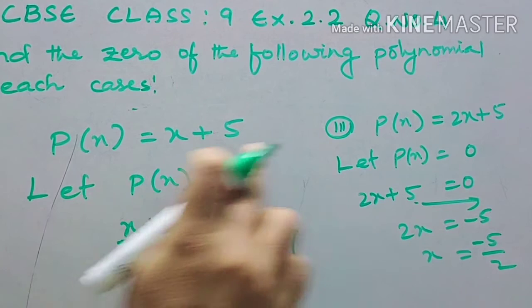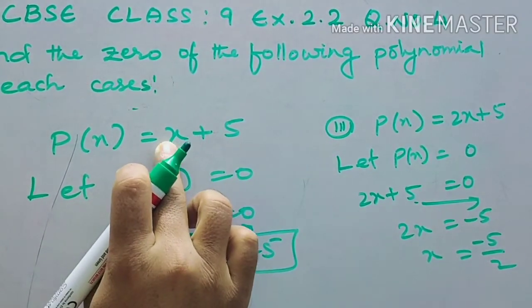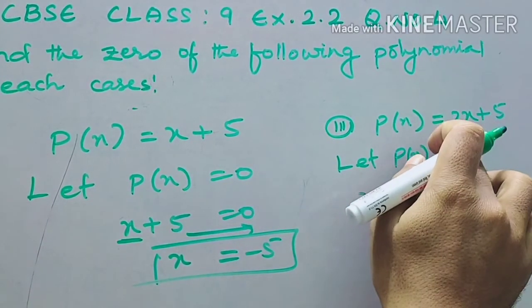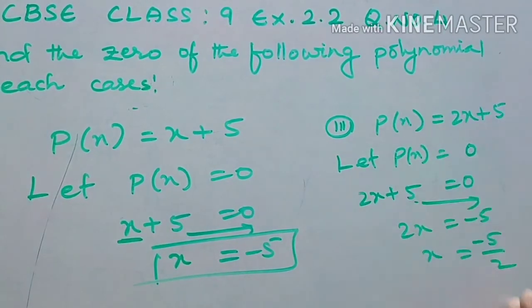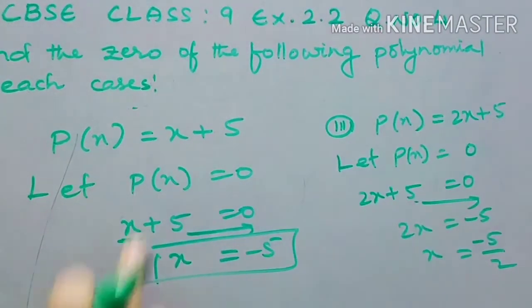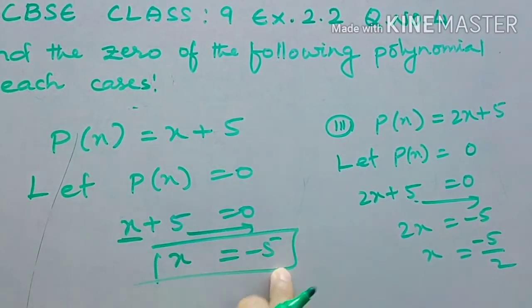Here before the x there is no coefficient. Here before the x, coefficient 2 is there, so it will come down. That one you should keep in mind. If there is no number, minus 5 will be the answer. If there is a number, that number should come down. Let us try some more sums now.